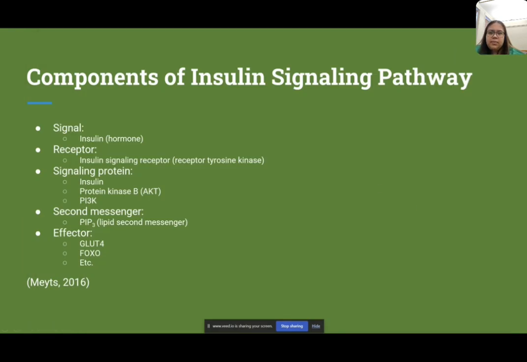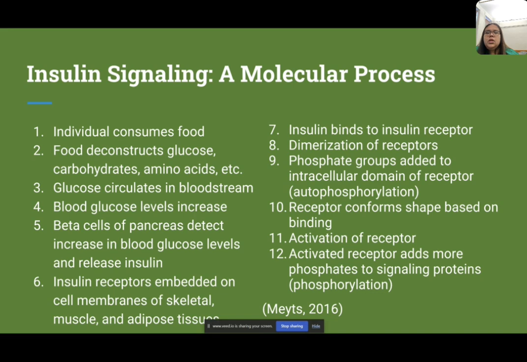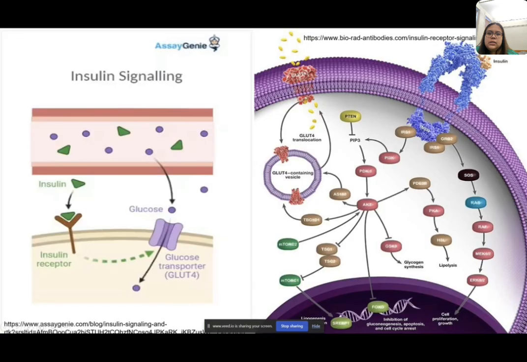So insulin signaling pathways. The signal is insulin, which is a hormone. Now, the receptor would be the insulin receptor. They're specific to each other. The insulin receptor would be known as receptor tyrosine kinase. Now, the signaling protein would be protein kinase B, also known as AKT, PI3K, and the second messenger would be PIP3, which is a lipid second messenger, and the effector would be GLUT4, FOXO, and more. So essentially, insulin signaling, it's a molecular process, as you can see here.